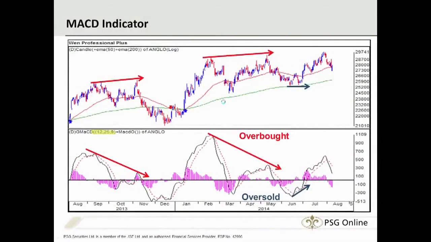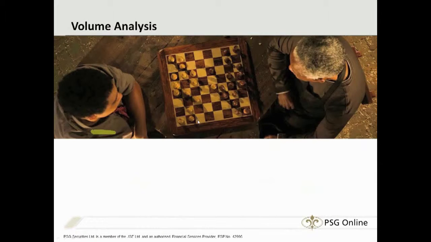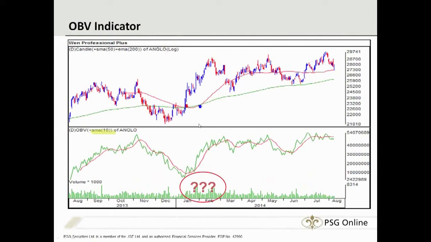And also very important, always confirm by looking at volume. Now, volume confirms price action and volume leads price action. Just a little example here. Ignore the top graphs and just look at the histogram at the bottom.